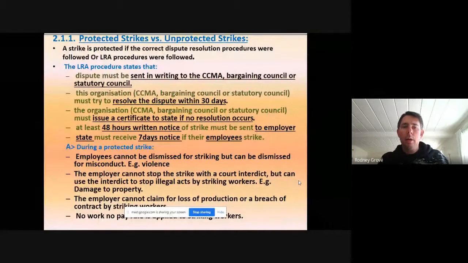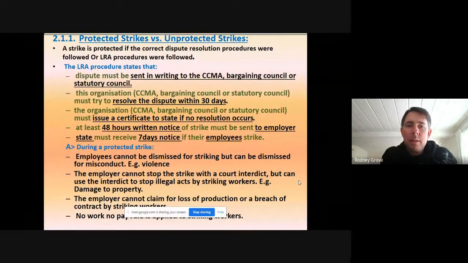Okay, so two different types of strikes, unprotected versus protected. Now, a strike is protected if the correct dispute resolution procedure was followed or the Labour Relations Act procedures were followed. So what that means is if staff try and go on a strike, or they do go on a strike, and they haven't followed the correct procedures, the strike is deemed unprotected. Okay. If they follow the correct procedures, the strike will then be protected.